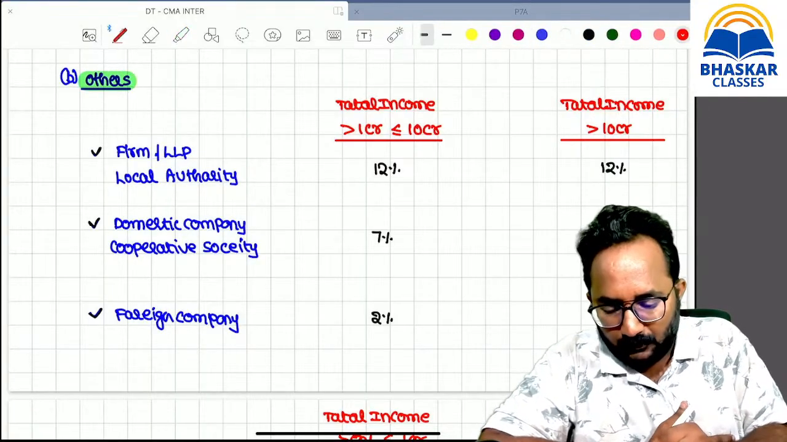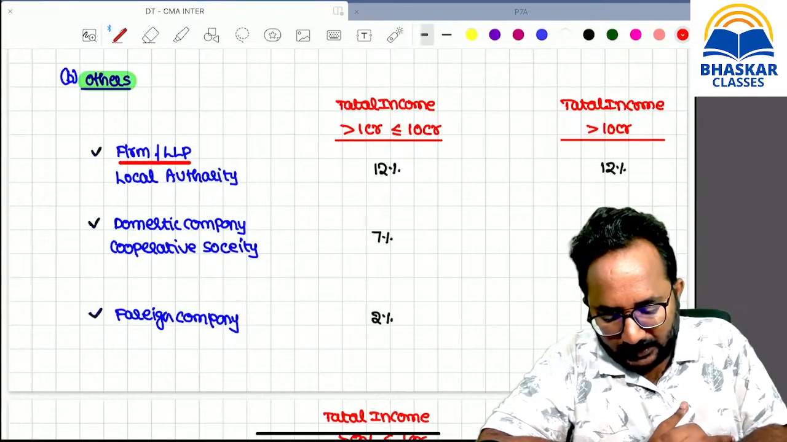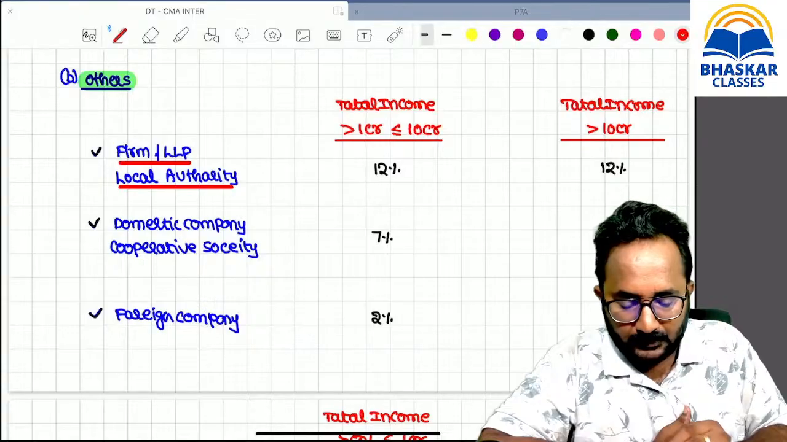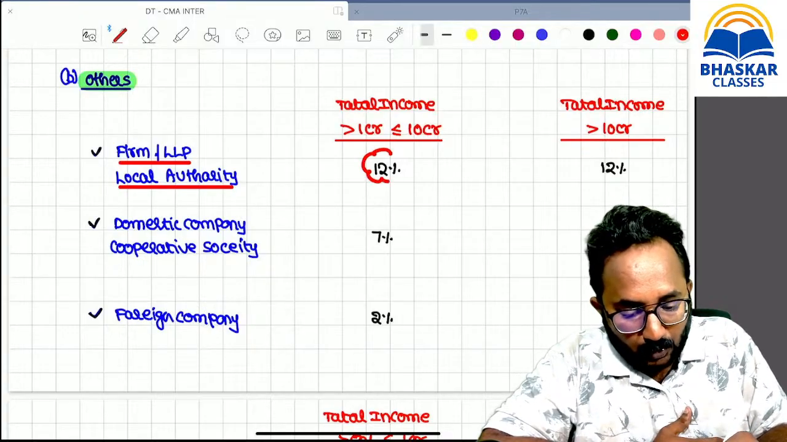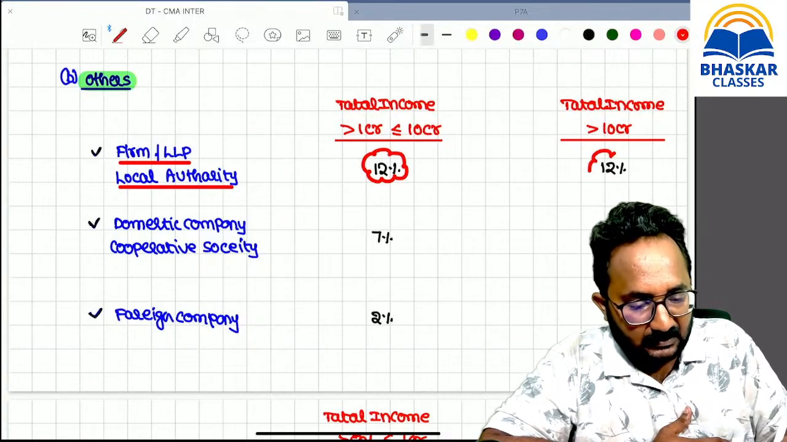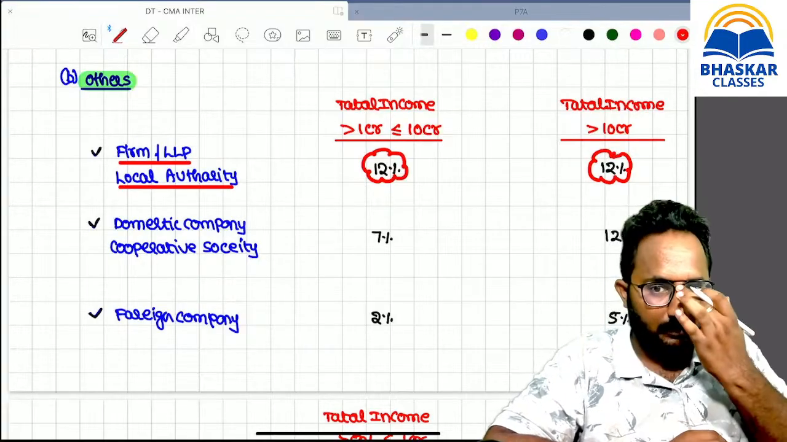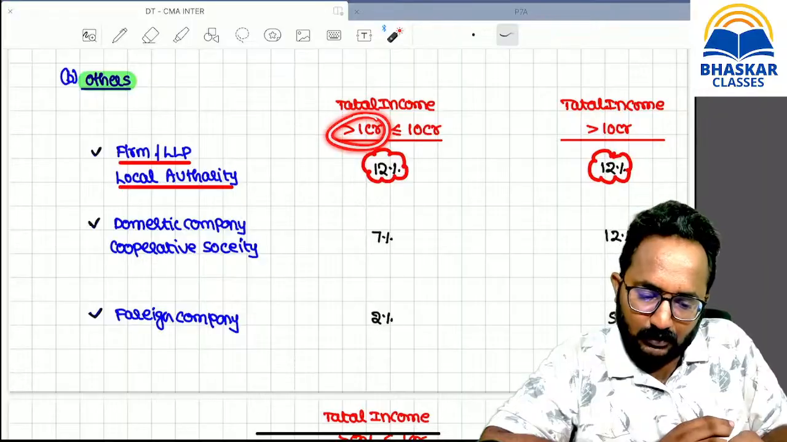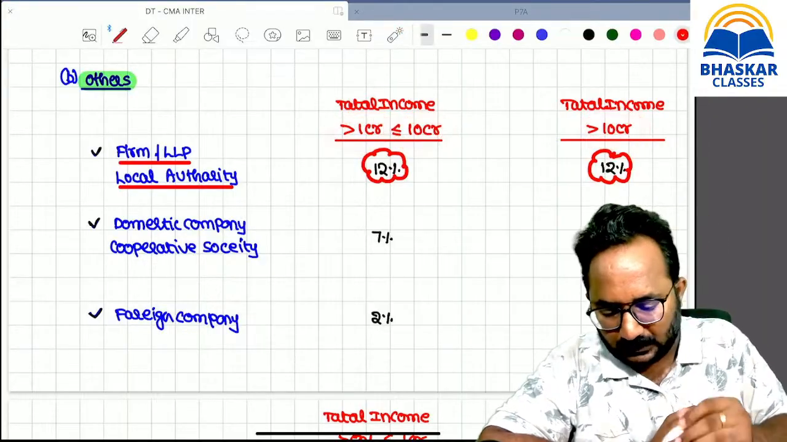So, can you tell me firm, LLP, local authority? Firm, LLP, local authority: more than 1 crore to 10 crore, 12%; 10 crore above also 12%. For firm and local authority, the surcharge rate is always 12%, for more than 1 crore to 10 crore and also for more than 10 crores.